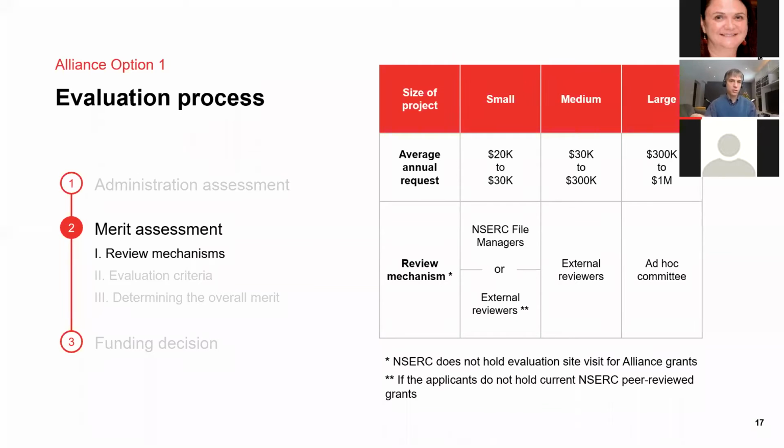Moving on to the medium level, 30K to 300K, it's done by external reviews that are done in isolation. The number of reviews depends on the size of the grant. Then we proceed at NSERC. And for the large proposals, 300K up to 1 million, these are reviewed by an ad hoc committee.